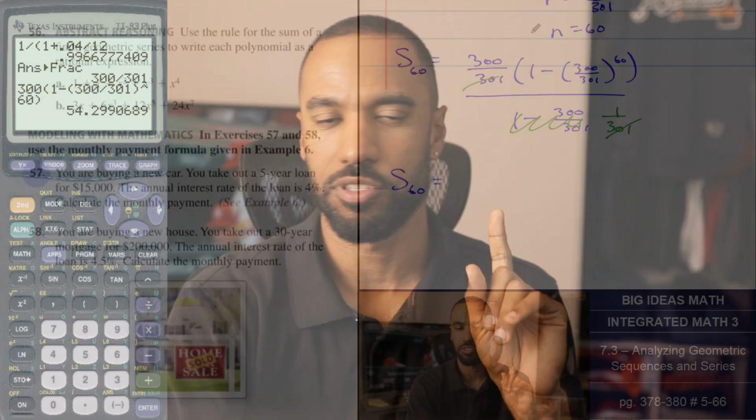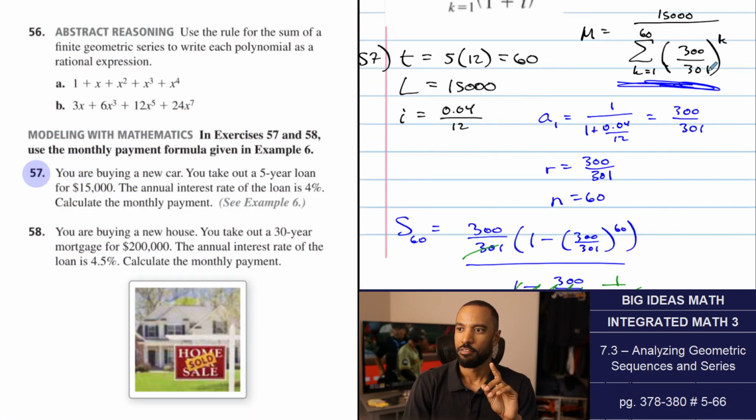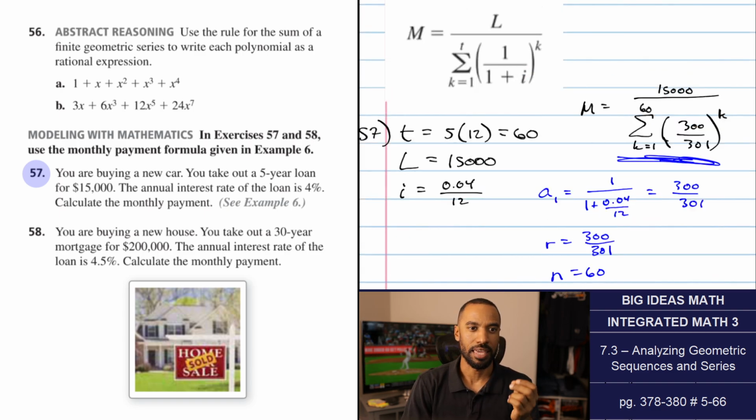1 minus 300 over 301 raised to the 60th power. So this is something weird. Now I'm going to leave that number as is, in that now what we have to do is divide 15,000 by that number, which was 54 or something. Okay, so let's do that. Let's go to 15,000 divided by that previous answer. And that gets you your monthly payment of $276 and about 25 cents.